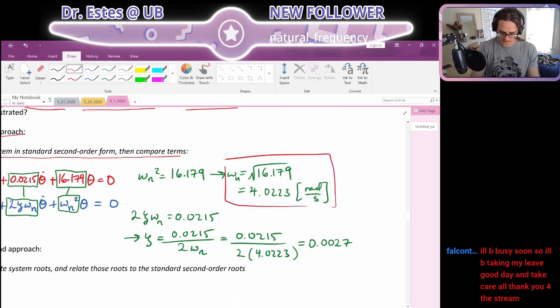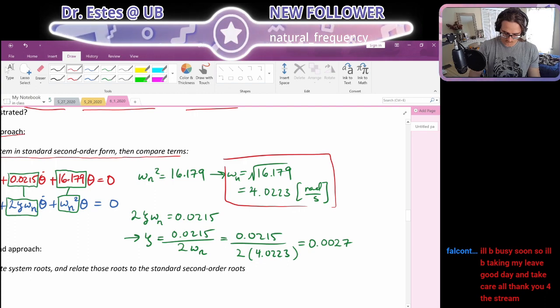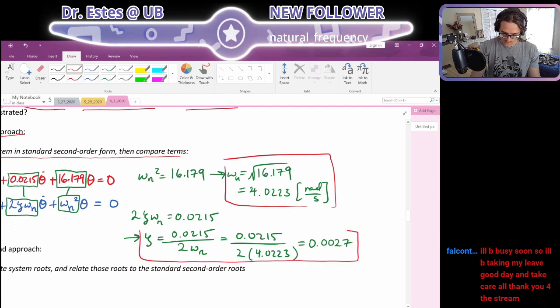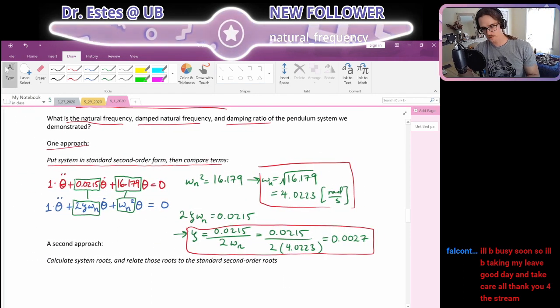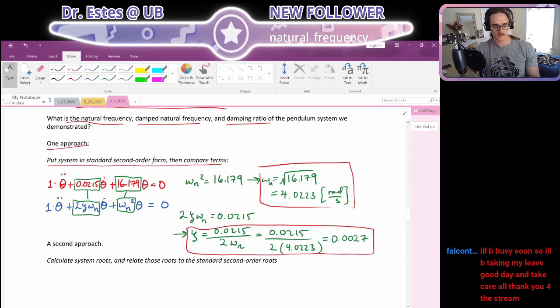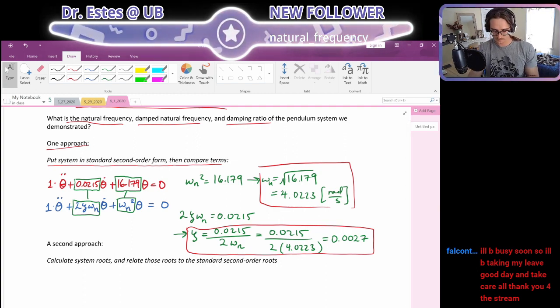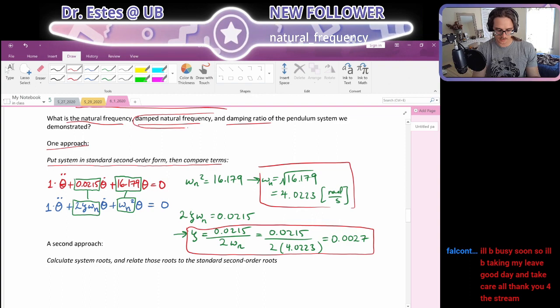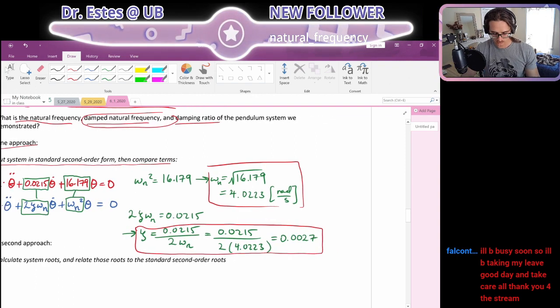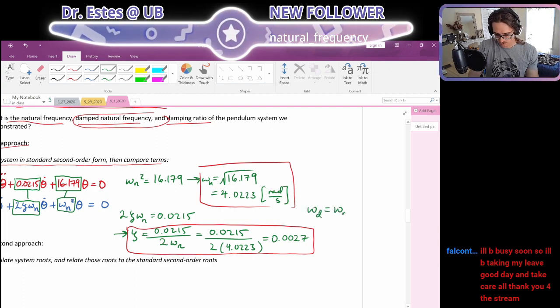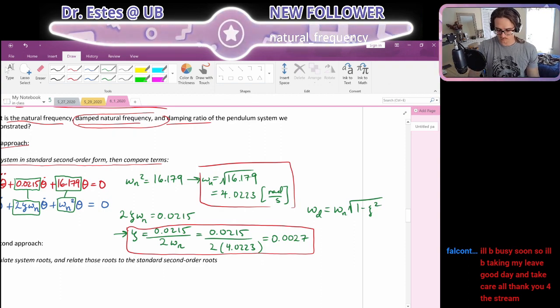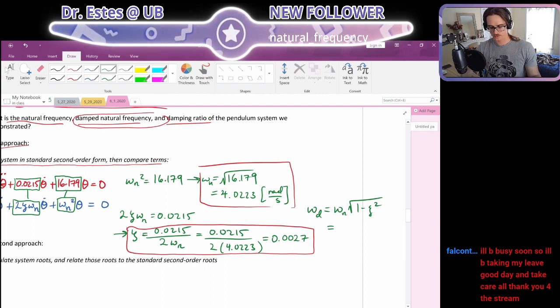Okay. So that's our natural frequency. That's our damping ratio. And then I also asked for the damped natural frequency. Well, we have the definition for that. Omega d is omega n times the square root of 1 minus zeta squared. And this will usually be very close to your natural frequency.